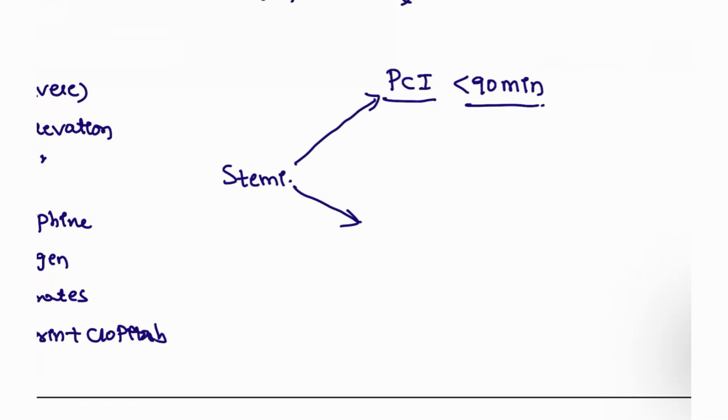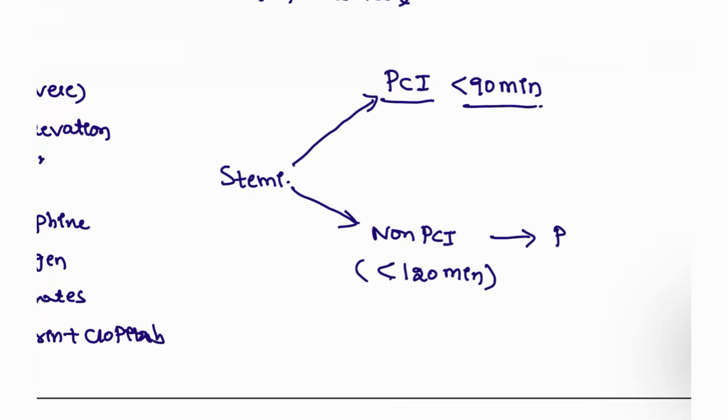But how should the PCI intervention be done in this patient? The door to balloon time for the PCI intervention will be less than 90 minutes. Okay, so this is the basic system that you have to follow. Whenever you see a patient with STEMI, immediately the PCI intervention should be done within 90 minutes. If it is a non-PCI center, then within less than 120 minutes, you have to reach the PCI center and then go for the PCI.